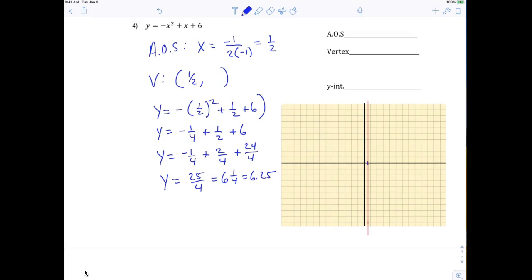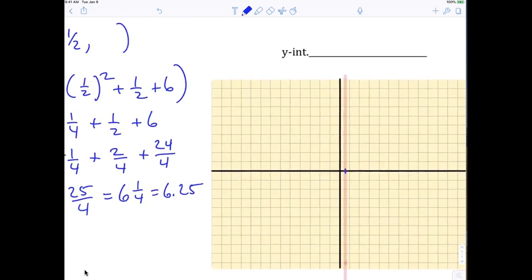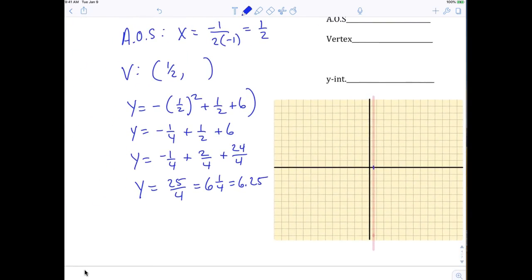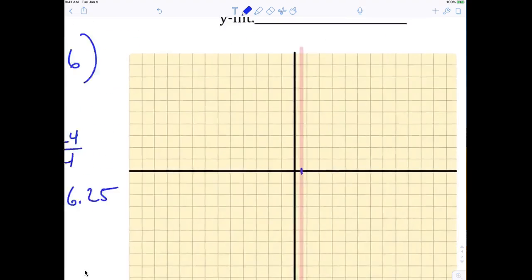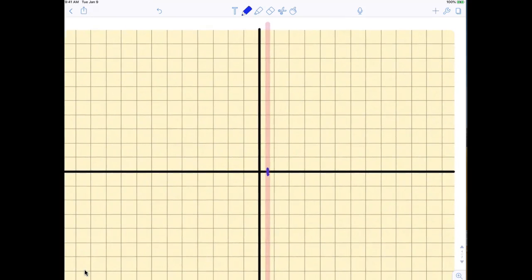Then they were so concerned that they couldn't put 6.25 down. How do you do 6.25? It's not important, right? You just know it's somewhere between what? 6 and 7, closer to 6 than to 7. It's not about being super accurate. So now we're going to graph 25 fourths. So my vertex is 1/2 comma 25 fourths. So 1, 2, 3, 4, 5, 6, and a little bit. So that's my vertex. Everybody okay with that?